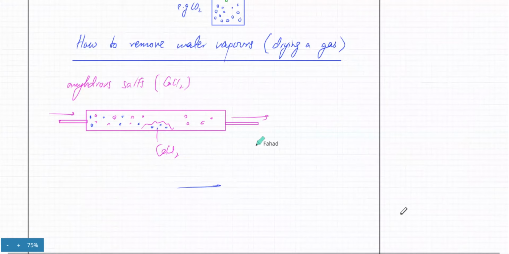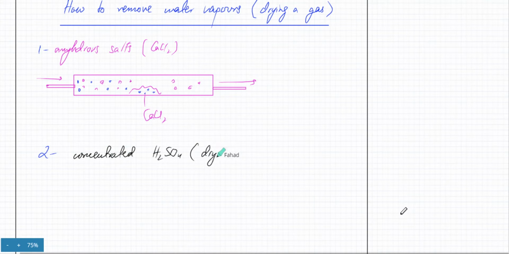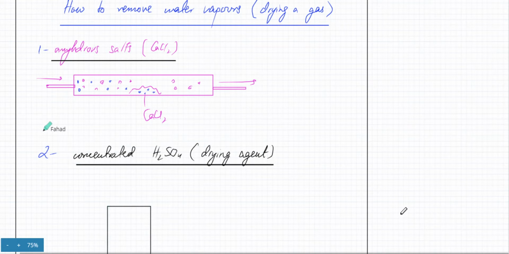And then there is another way. So that was number one. And number two is concentrated sulfuric acid, concentrated H2SO4. That's a very good drying agent as well. Take concentrated sulfuric acid, a very strong acid.